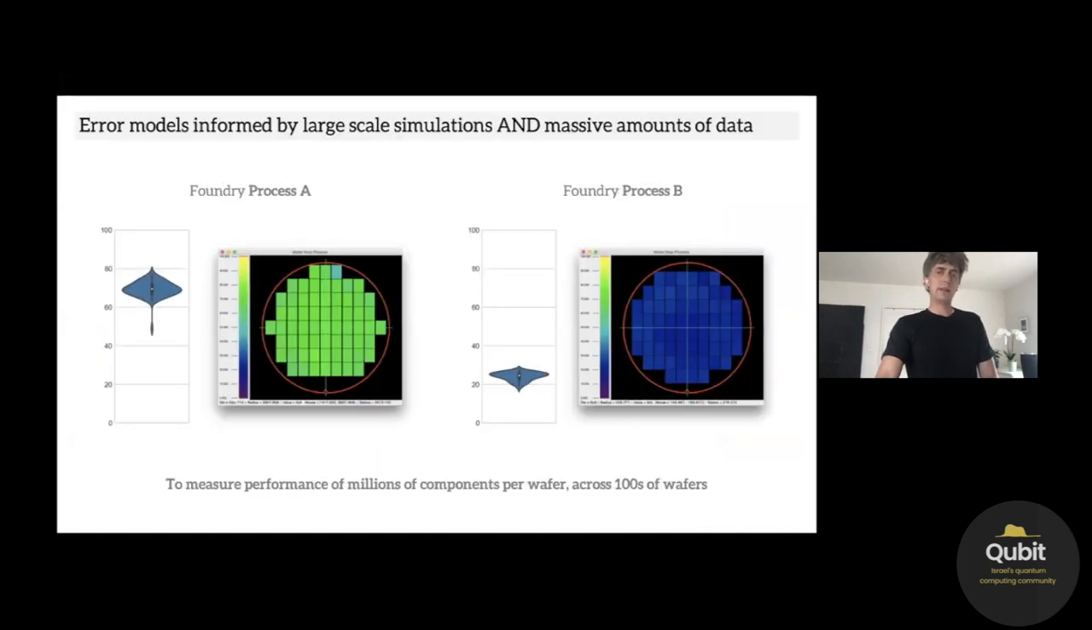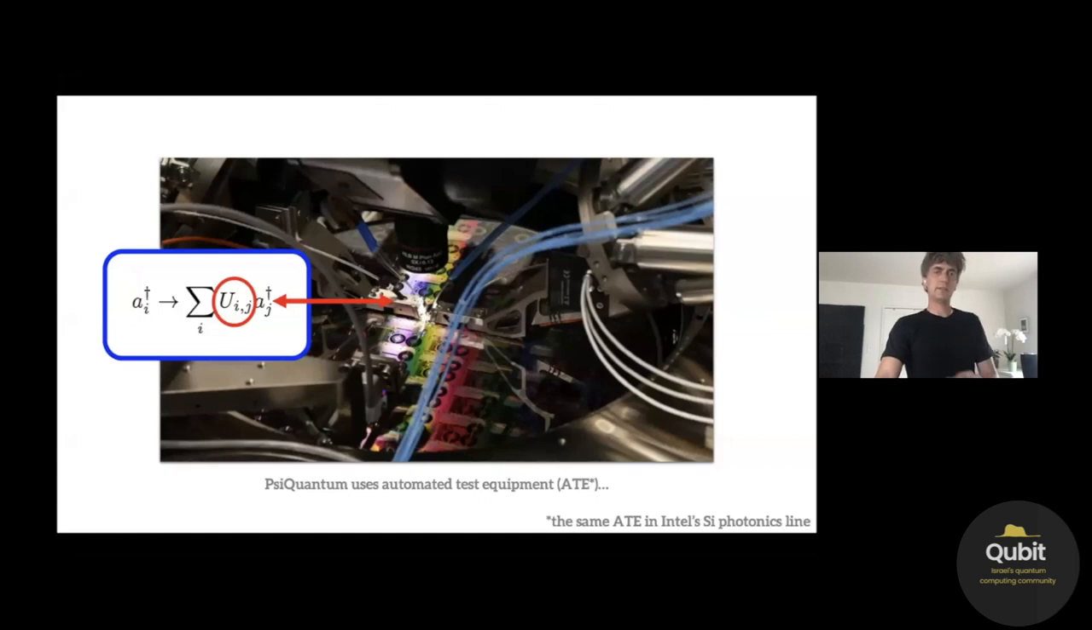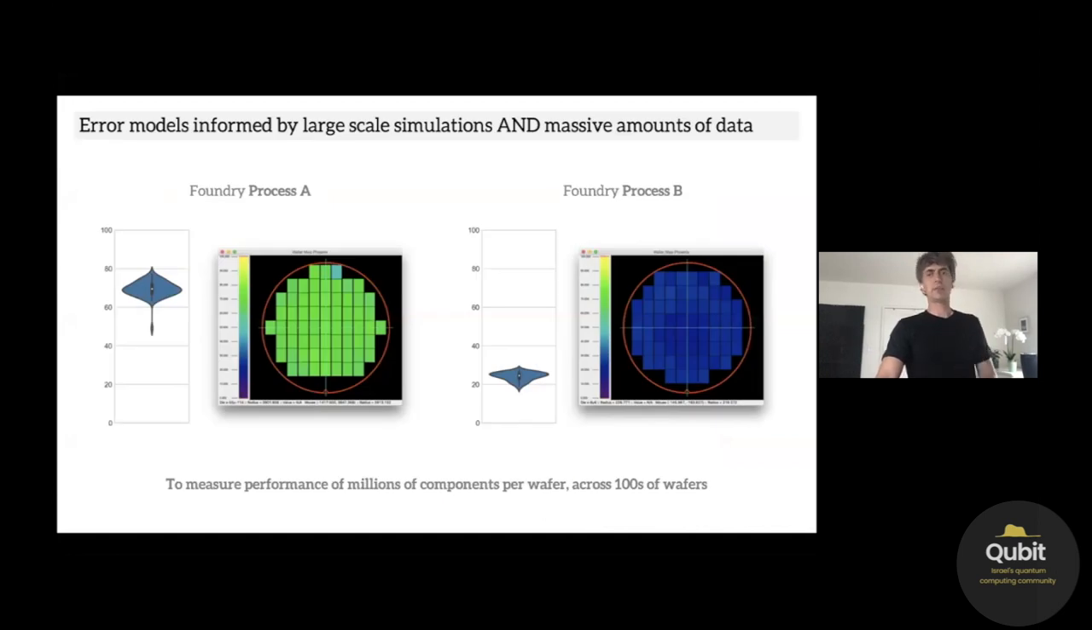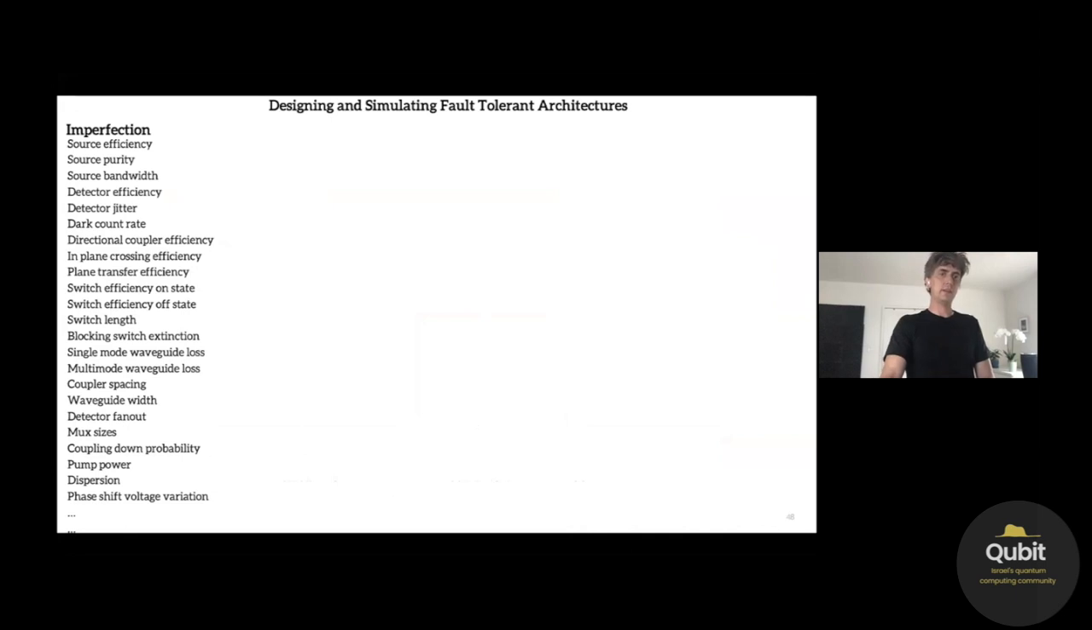Now, what we get out from that kind of data analysis is huge amounts of information about variations of different components across this whole wafer and how they perform. That gives us different ways of modeling this stuff. And then it's up to the architects to say, all right, we now have a really good understanding of all the different imperfections in our device. I've listed here 20 odd, but there's really 40 odd that are relevant to what we can build. The question is, how do they all add up together? And are they going to stop us building a quantum computer?